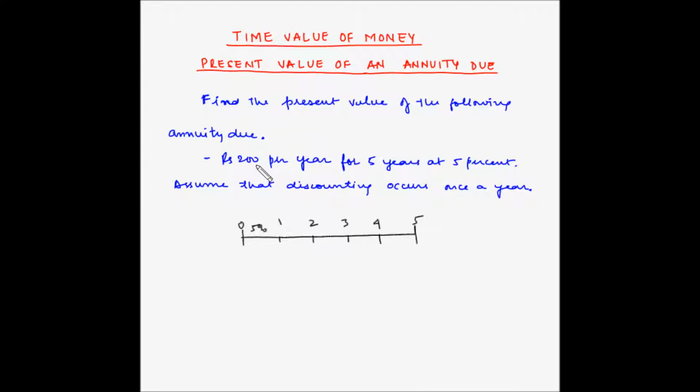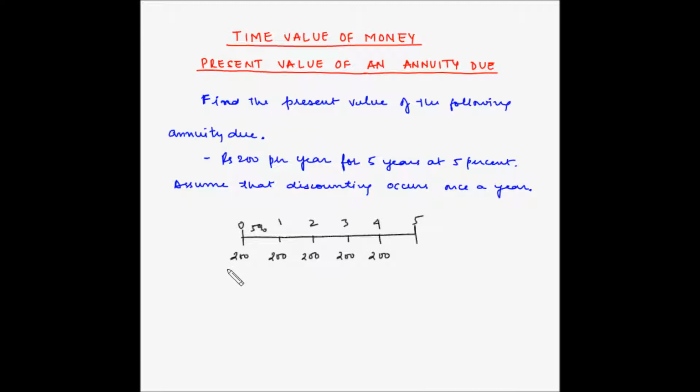So let's say we are getting this amount, and since this is an annuity due, we are getting this amount at the beginning of each year. So at the beginning of the first year, we are getting 200 rupees. At the beginning of the second year, we are getting 200. Then third year again 200, fourth year again 200, and fifth year again 200.